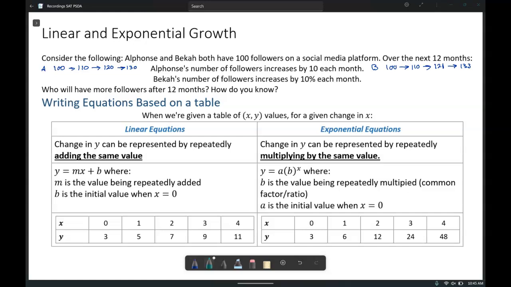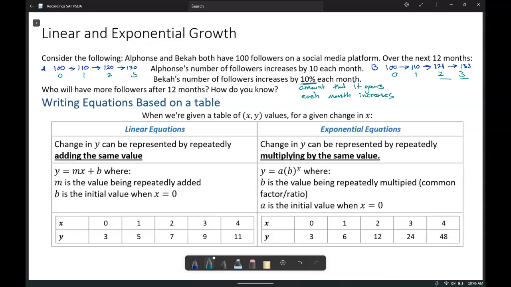And we see that at month 0, 1, 2, and 3, for each month, Becca already has more followers than Alphonse does. Well, that's because her growth is based on a percentage of the previous, and the amount that it grows each month is getting larger. The amount that it grows each month increases. That's because of that percentage growth.